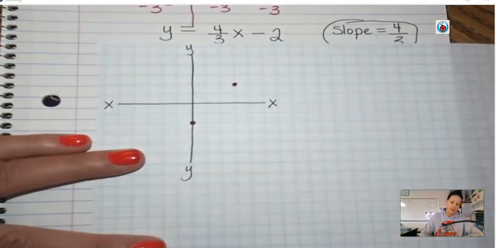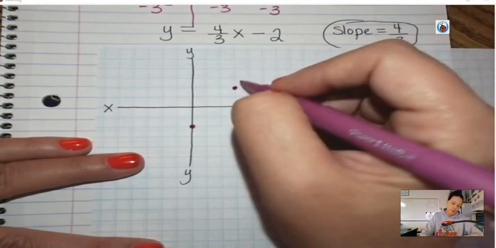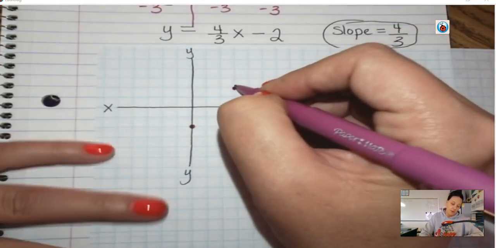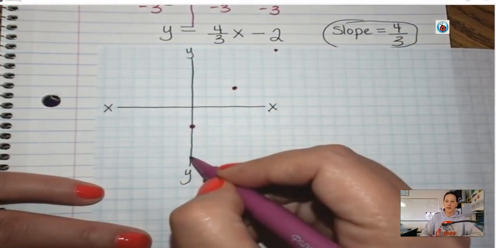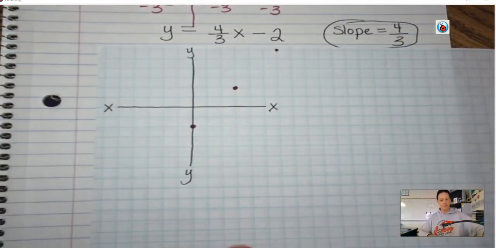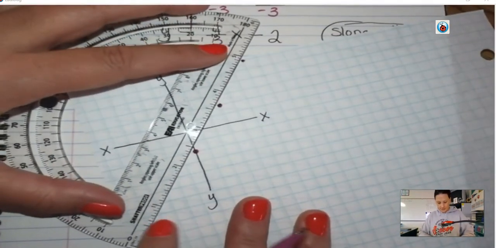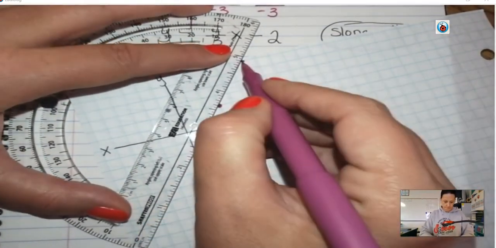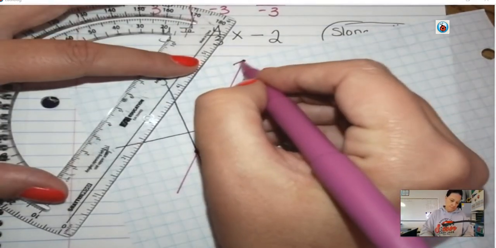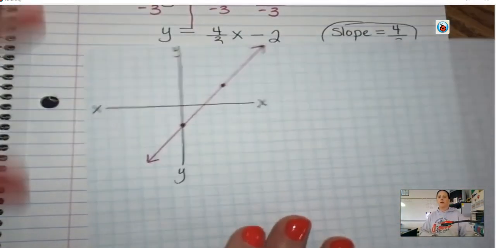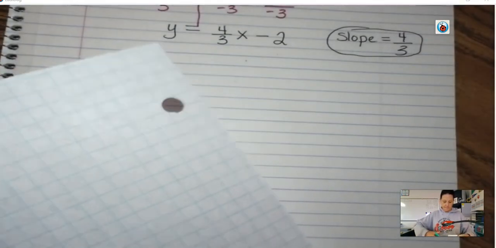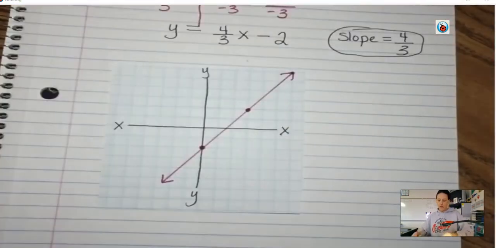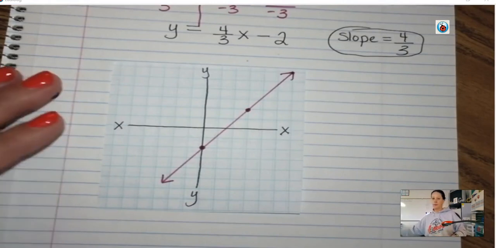Now put a new dot. If you have space to do up another 4 and over 3, you can do it. Or if you have space to go down 4 and backwards 3, you can do that. And then connect. And put arrows. And then cut that out and glue it into your notes.